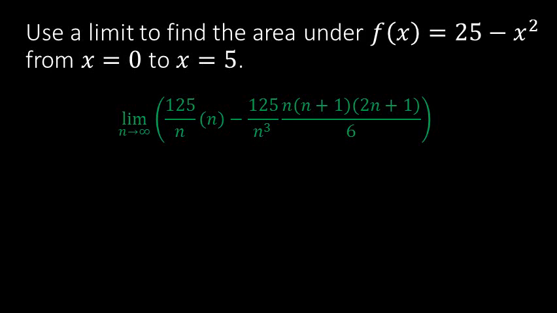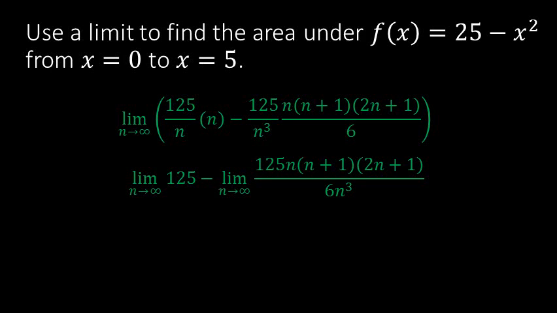To find this limit, I'll separate and simplify. And the first limit goes to 125. And using our rules for horizontal asymptotes, we have equal degree in the numerator and denominator of the second limit, n to the third over n to the third. So that goes to 125 times 2 over 6, the ratio of the coefficients. Thus, the sum of the areas of an infinite number of rectangles drawn under the curve is 250 over 3.